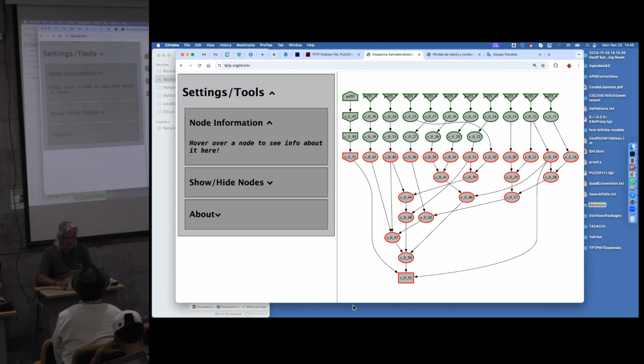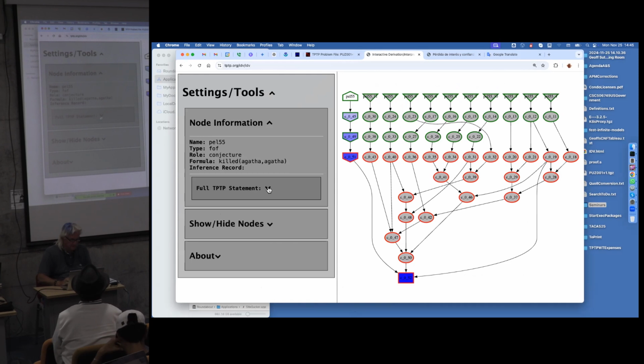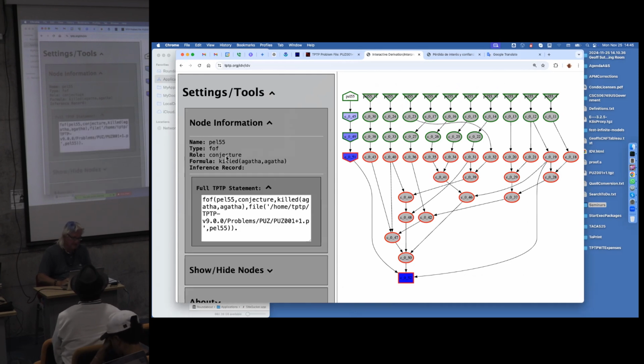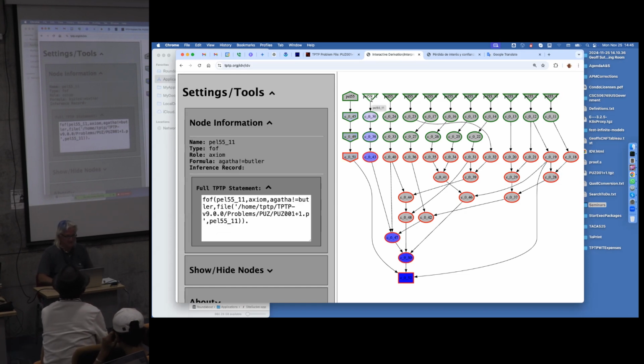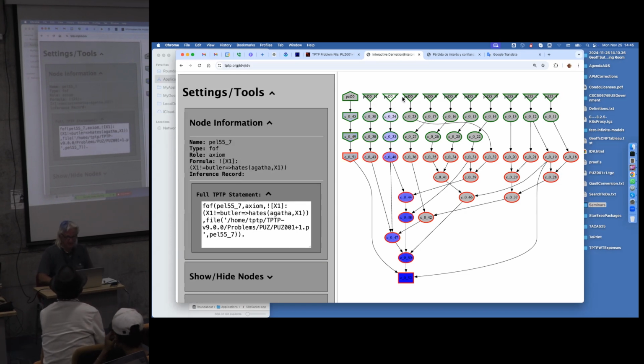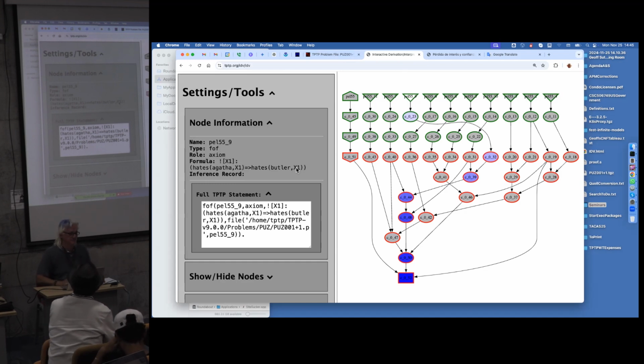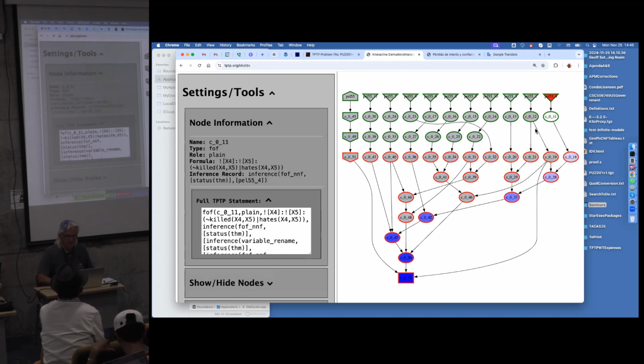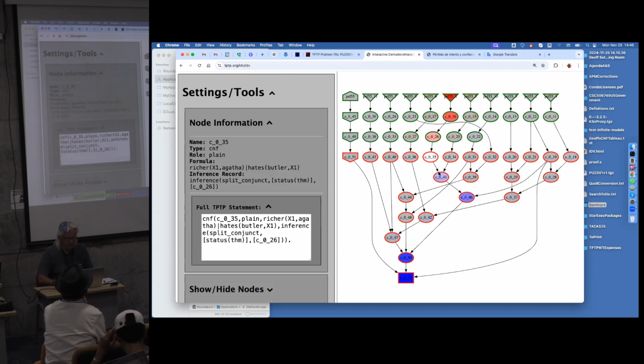So now here is what we want to prove. You see here, killed Agatha, Agatha. The house is what we want to prove. Here are all the axioms. Let's find, see that one there, it says, if Agatha hates X, then the butler hates X. So it's one of the rules about the mansion. And there's all the rules, and we can see how they get combined.